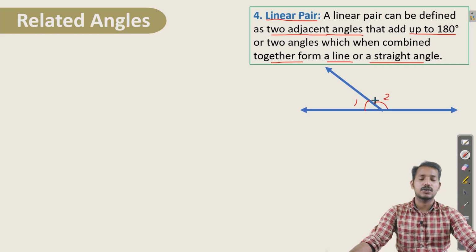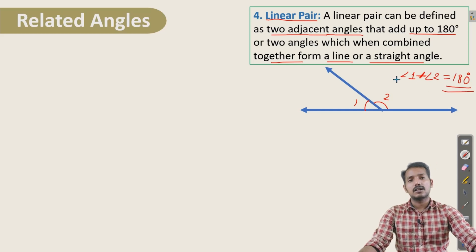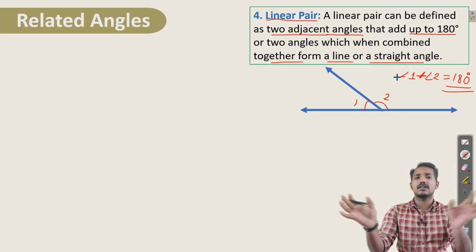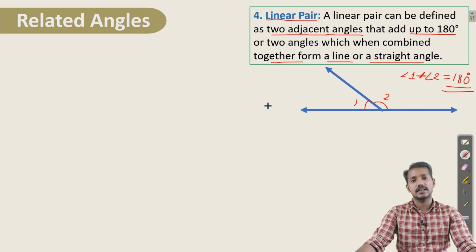Angle 1 and angle 2, and their sum should be 180 degrees. That means these two angles are a linear pair if angle 1 plus angle 2 is equal to 180 degrees. Remember, all supplementary angles are not linear pairs. Supplementary angles mean different angles whose sum is 180 degrees.